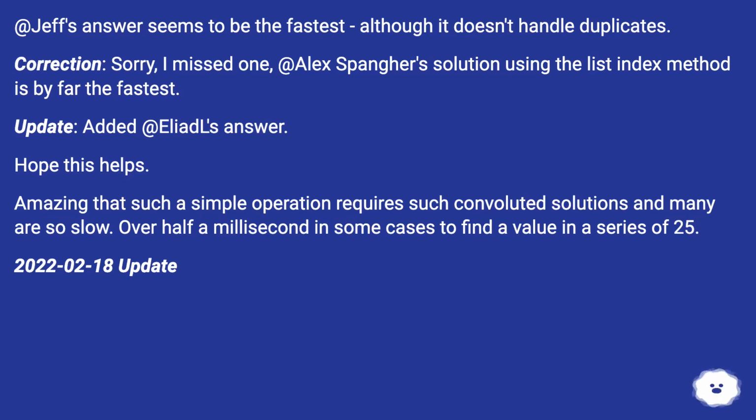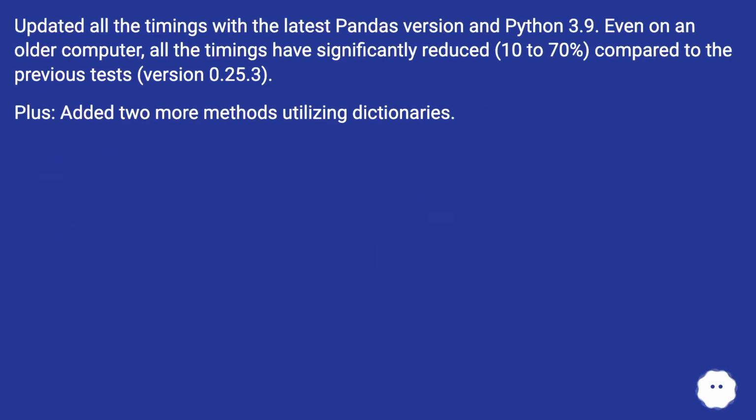February 18, 2022 update: updated all the timings with the latest Pandas version and Python 3.9. Even on an older computer, all the timings have significantly reduced, 10 to 70%, compared to the previous tests, version 0.25.3. Plus, added 2 more methods utilizing dictionaries.